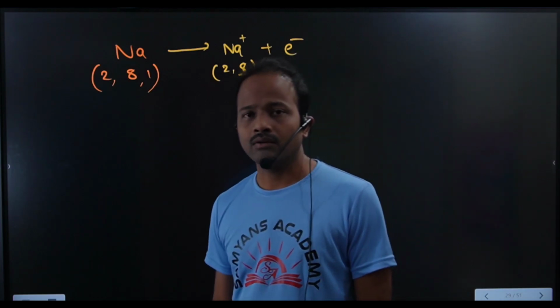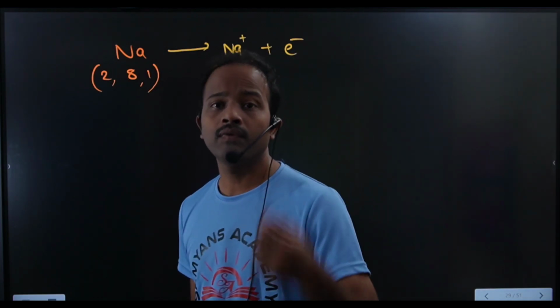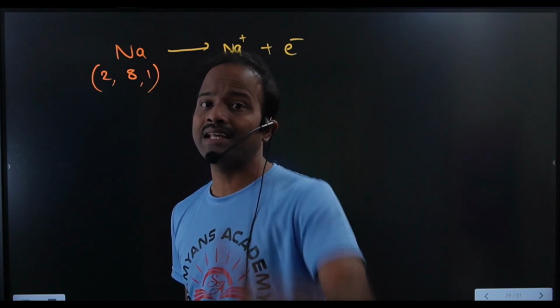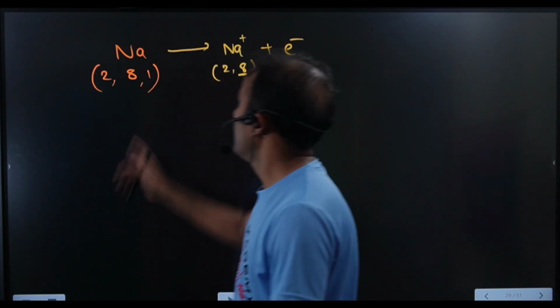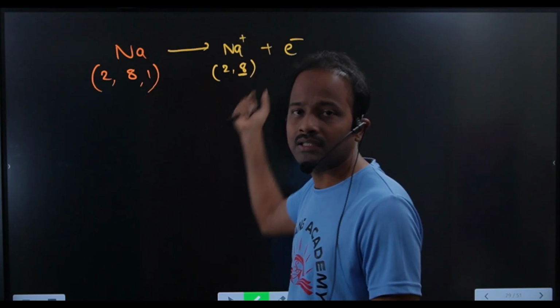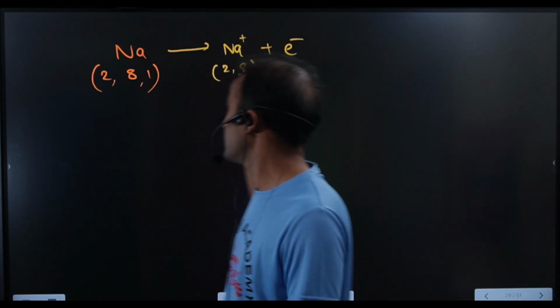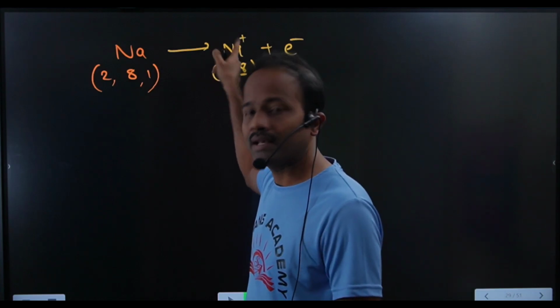Every atom tries to get the nearest noble gas configuration, or octet configuration, or full-filled configuration, or we can call it a stable configuration, right? When sodium loses the electron, it will form Na plus. This has the 2-8 electron configuration, right? And here we are getting only Na plus now.